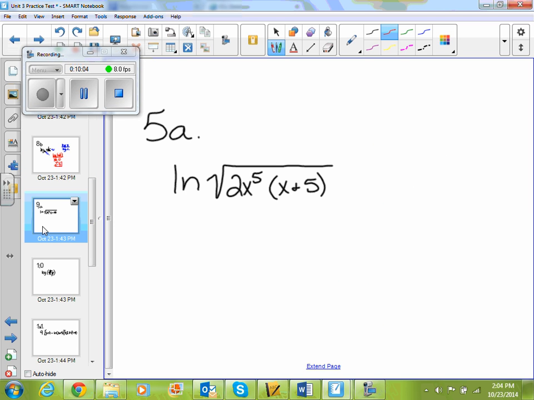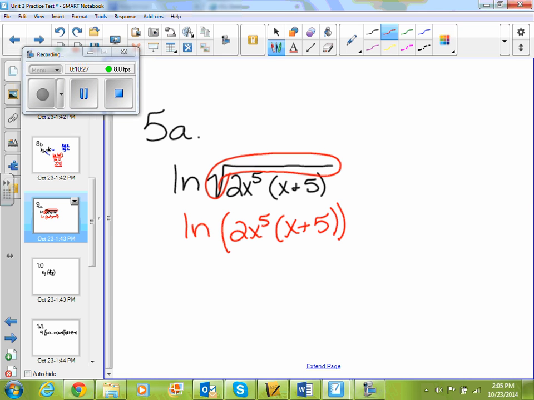Okay. So if I look at number 5, we're expanding the expression natural log of the square root of 2x to the 5th times x plus 5. The first thing I want to do is change this square root into an exponent of 1/2. So I'm going to have natural log of 2x to the 5th times x plus 5, all to the 1/2 power, because square root is the same thing as an exponent of 1/2. And I do that because then I can roll this 1/2 down to the front. So I'm going to get 1/2 natural log of 2x to the 5th times x plus 5.